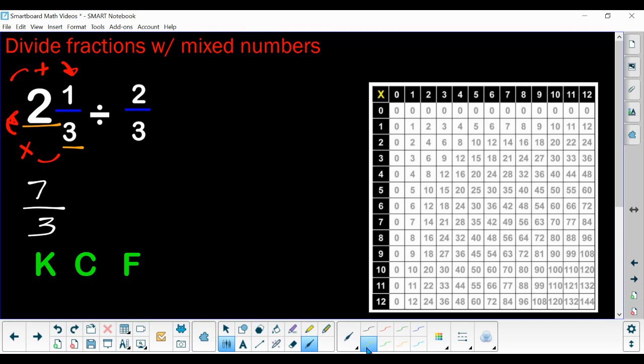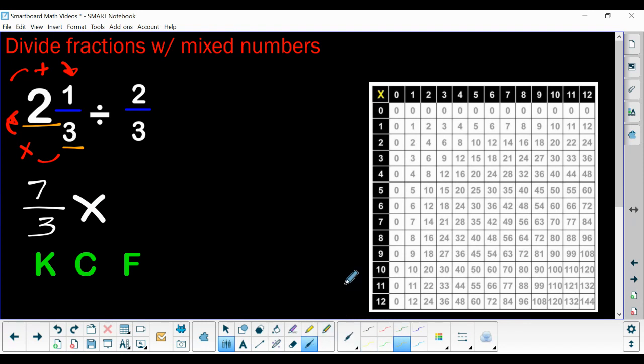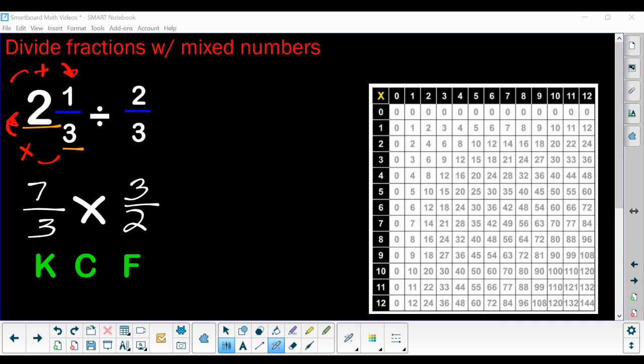Next thing is you're going to change your division into multiplication. So instead of division, you're going to put the multiplication symbol. So we kept the first one the same. You're going to change the sign to multiplication. And the next part is flipping. We're going to flip, also known as your reciprocal. So now 3 goes here and 2 goes there. That's what the reciprocal is. And now I went from a division problem to a multiplication problem using KCF.